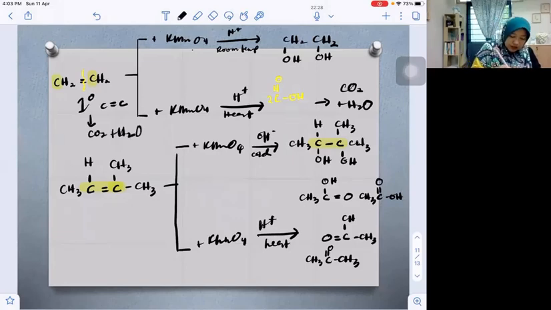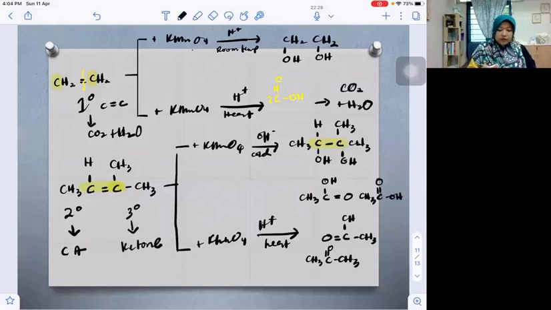As for the secondary carbon, on this side, it will turn to carboxylic acid. And the tertiary carbon, on this side, it will turn to ketone. So we have to remember this.